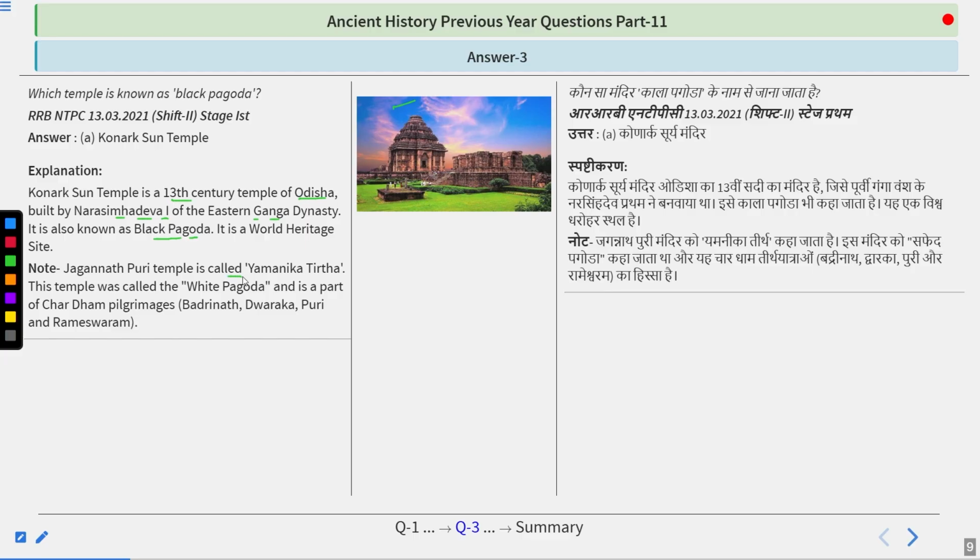Jagannath Puri temple is called Yamnika Tirth. This temple was built with a white pagoda and is a part of the Char Dham pilgrimage: Badrinath, Dwarka, Puri and Rameshwaram. So remember, white pagoda is Jagannath Puri, black pagoda is the Konark Sun Temple.